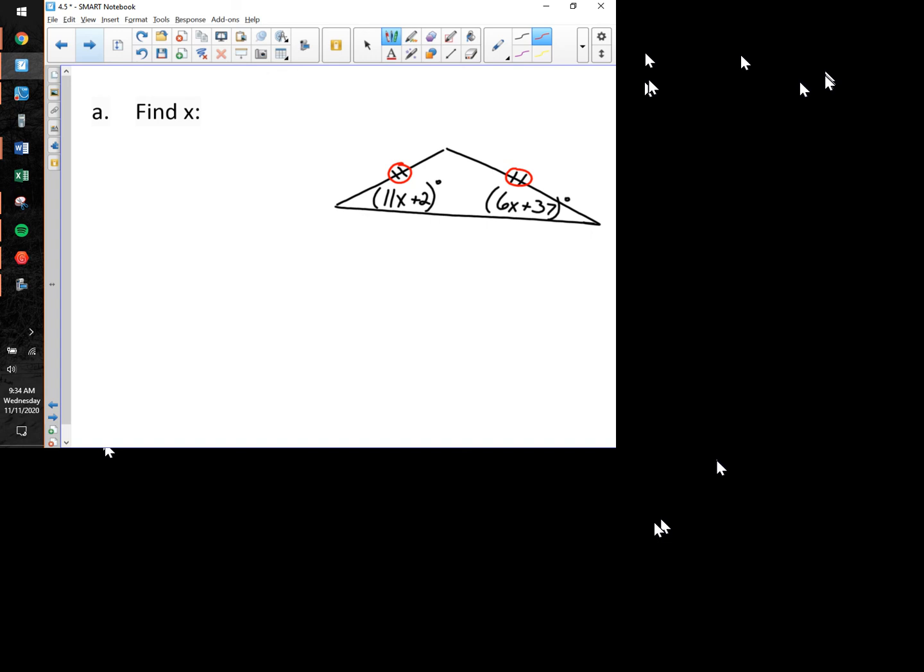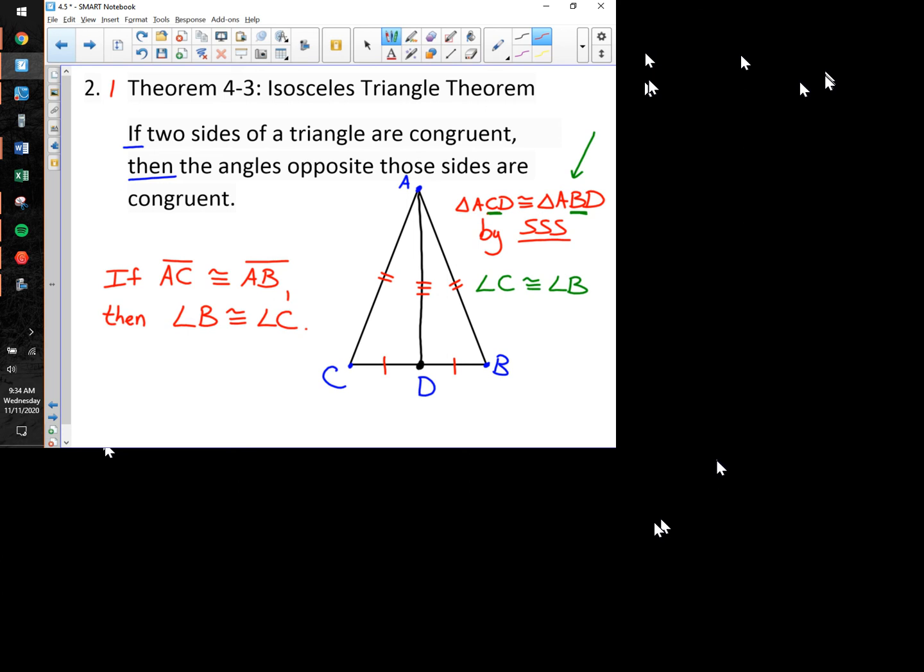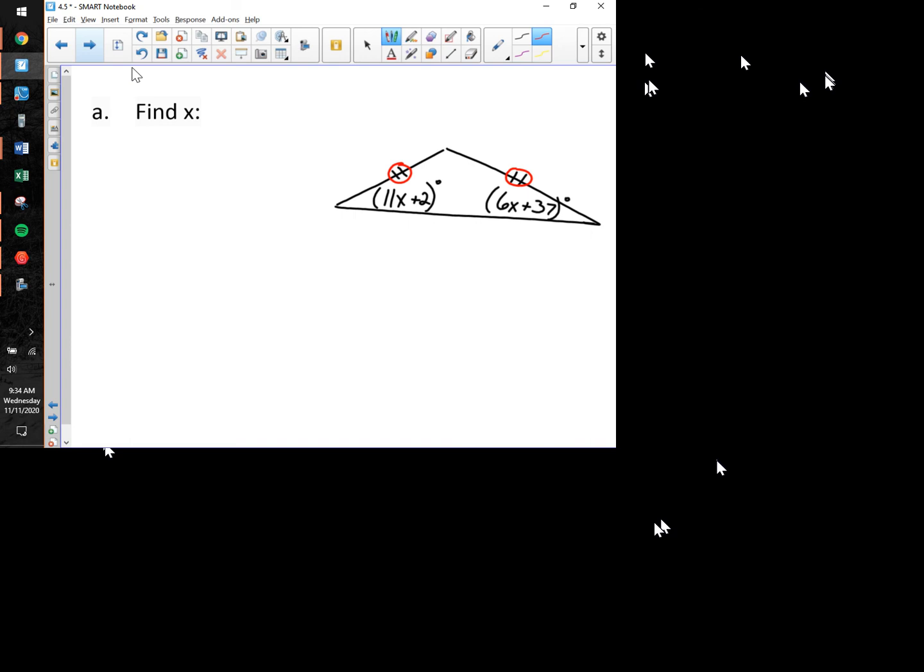I see 2 congruent sides, and if I go back to theorem 4.3 that we just talked about, if a triangle has 2 congruent sides, then it must also have 2 congruent angles. And those 2 congruent angles have to be opposite from the congruent sides. So this side over here on the left is opposite from this angle, and this side over here is opposite from this angle.